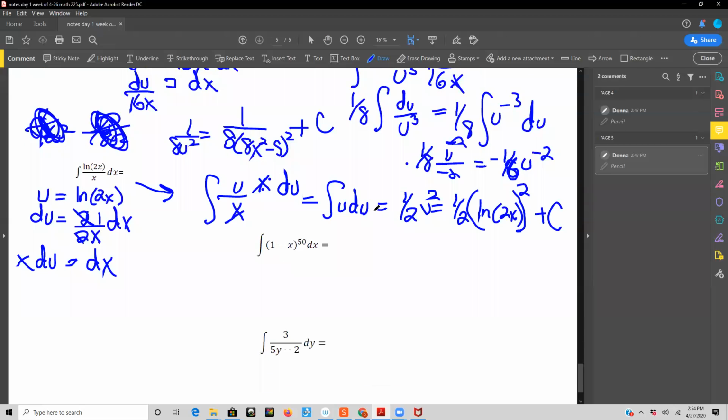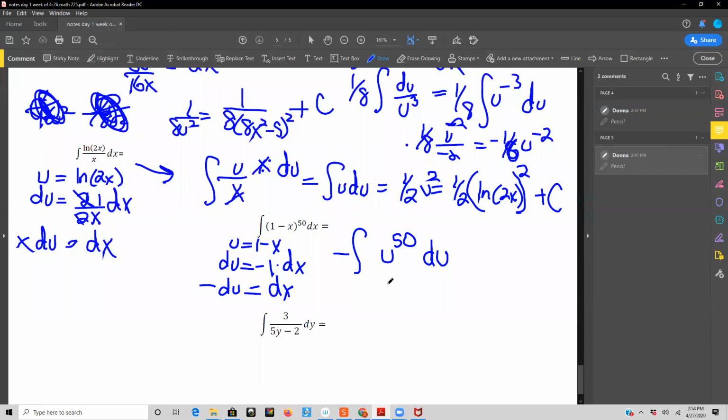All right, for this next one, I'm going to let u be the thing in the parentheses, so u would be 1 minus x. If I take its derivative, du, the derivative of negative x is negative 1. So if I solve for dx, divide by negative 1, I get dx is negative du. So what I have here is the integral of u to the 50th times negative du. I'm going to pull the negative out front, just get it out of my hair.